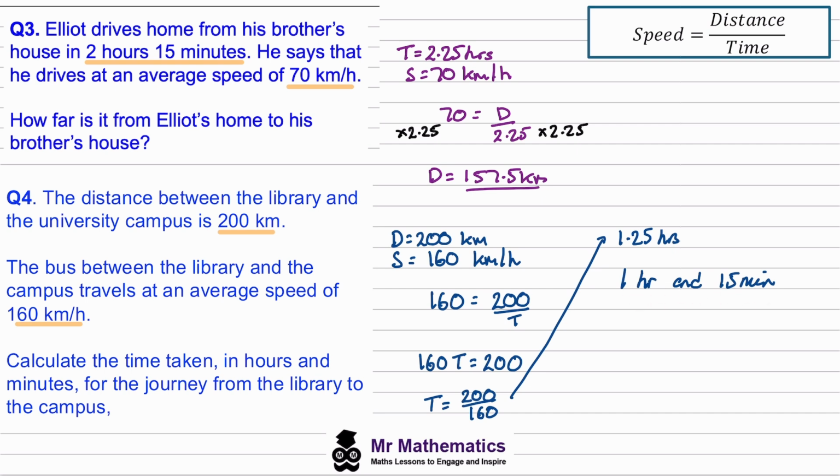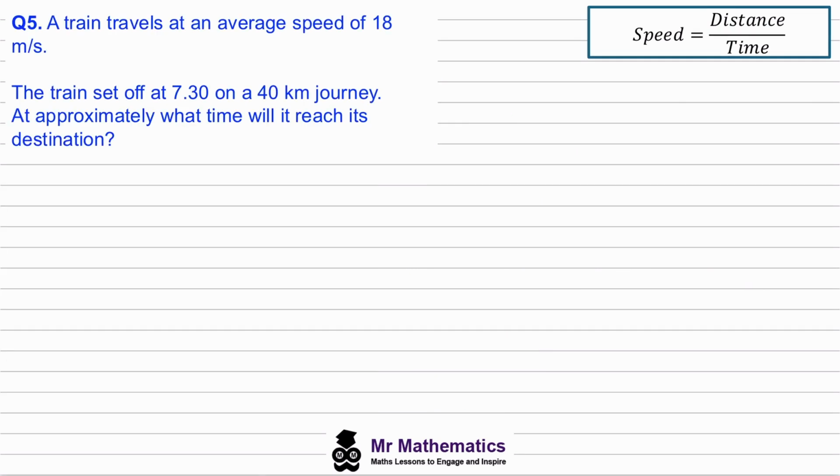Okay? Let's try one more question. Okay, so finally for question 5. We're told that a train travels at an average speed of 18 meters per second and that the train set off at 7:30 on a 40-kilometer journey. We're asked to work out the time at which it arrives at its destination. So again, if you want to try this question yourself, you can pause the video and when you come back, we'll go through the solution.